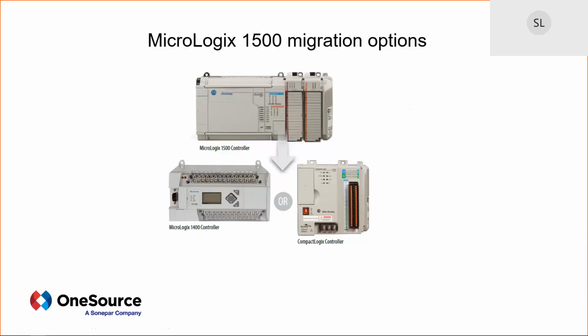To continue with the migration options, the MicroLogix 1500 has been one of the most popular MicroLogix controllers, and it could be just a base or expanded with some IO. We have a couple of options to migrate to. One of them is the MicroLogix 1400, and that's the easiest way as long as it has enough IO, because the program conversion is going to be relatively easy. The other option, if you want to use more benefits and features of CompactLogix, would be to go into probably an L2 or any of the CompactLogix.